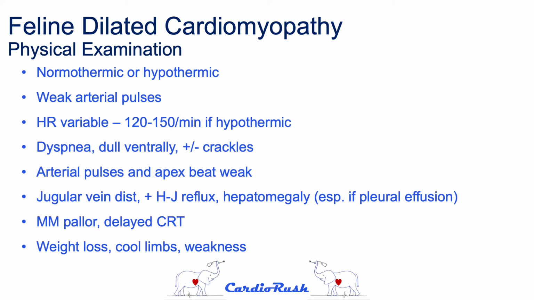If they have pleural effusion, you may identify that lung sounds are dull ventrally. If they have pulmonary edema, they may have pulmonary crackles. The jugular vein may be distended, especially in cats that have pleural effusion, and mucous membranes may be pale with slow capillary refill time.